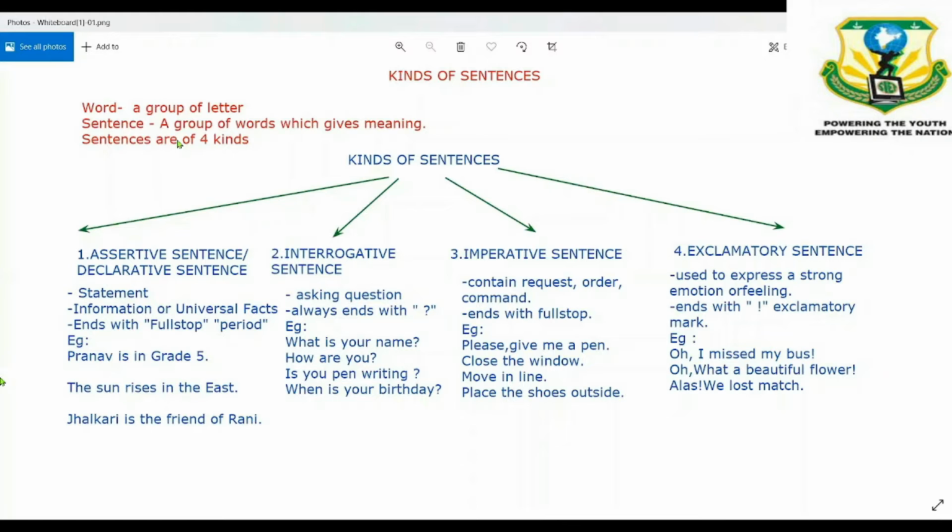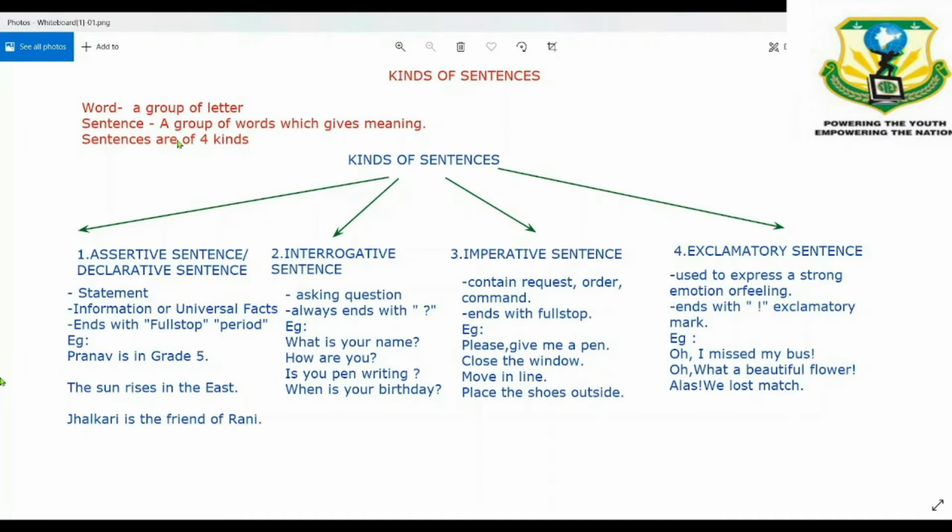Some examples are: Pranav is in grade 5. It says some information about Pranav, so it is an assertive sentence. The sun rises in the east. It gives information about the sun and it is also a universal fact. Jalkari is the friend of Rani. It is giving information about Jalkari. I like ice cream. It is giving information about me.